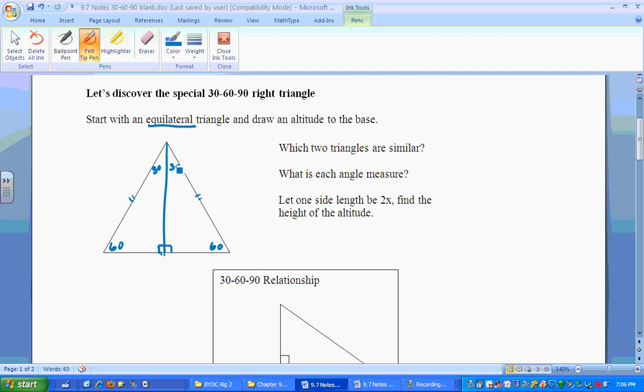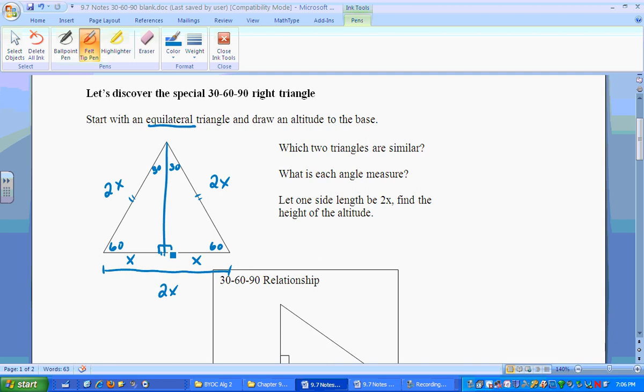So technically we just created two 30, 60, 90 triangles inside of this figure. The two triangles are similar. Done. What is each angle measure? Done. Figured it all out. Now let one side be a length of 2x. So if this is 2x, this is 2x, this whole bottom piece is also 2x, meaning this was also a median, so x and x.